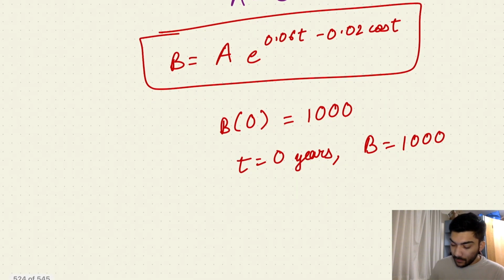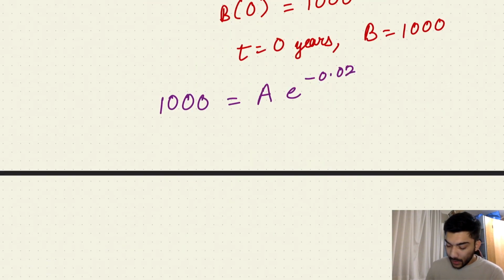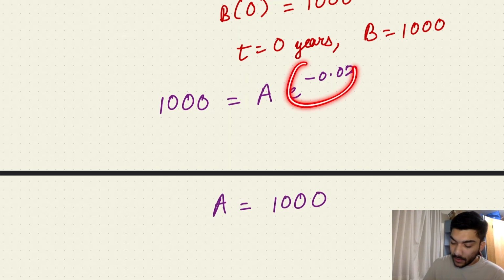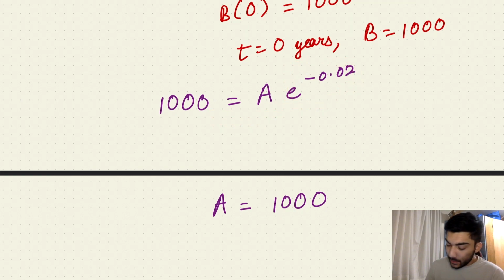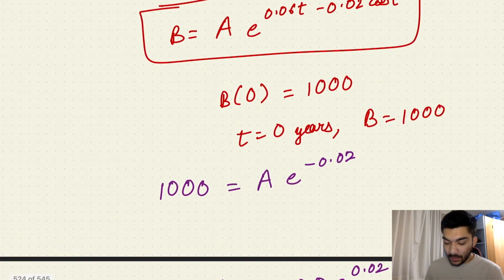And if we do that, it will simply be 1,000 equals a times e to the power, this expression will be 0 minus 0.02 cos t, where cos of 0 is 1, so it will be e to the power negative 0.02 in this case. And now we can clearly solve for our a value. Our a value will simply be 1,000 times, if we move this exponent expression to this side, it will be basically 1,000 times e to the power 0.02 in this case. So this will be the value for our constant in this case.